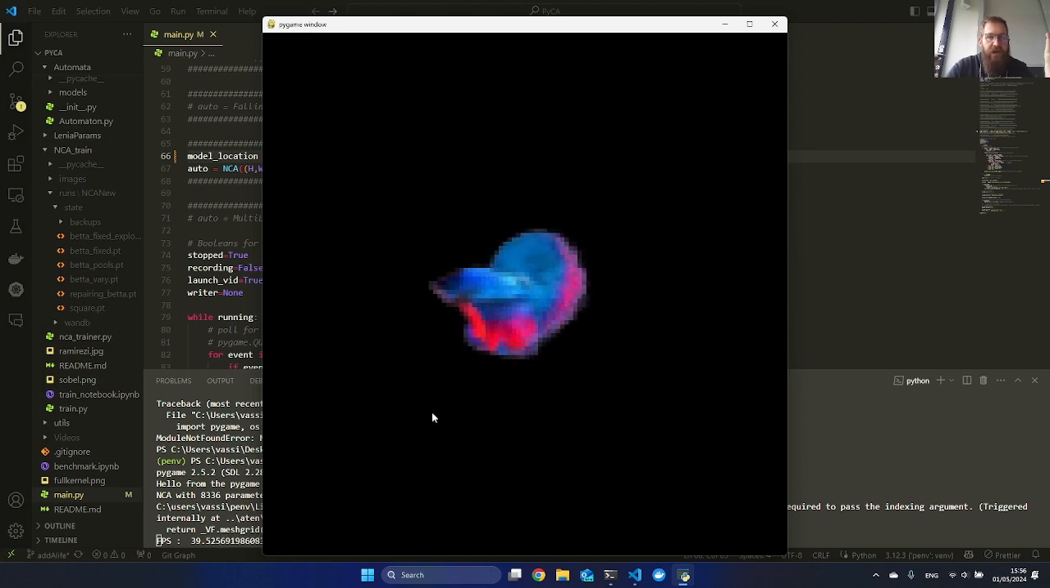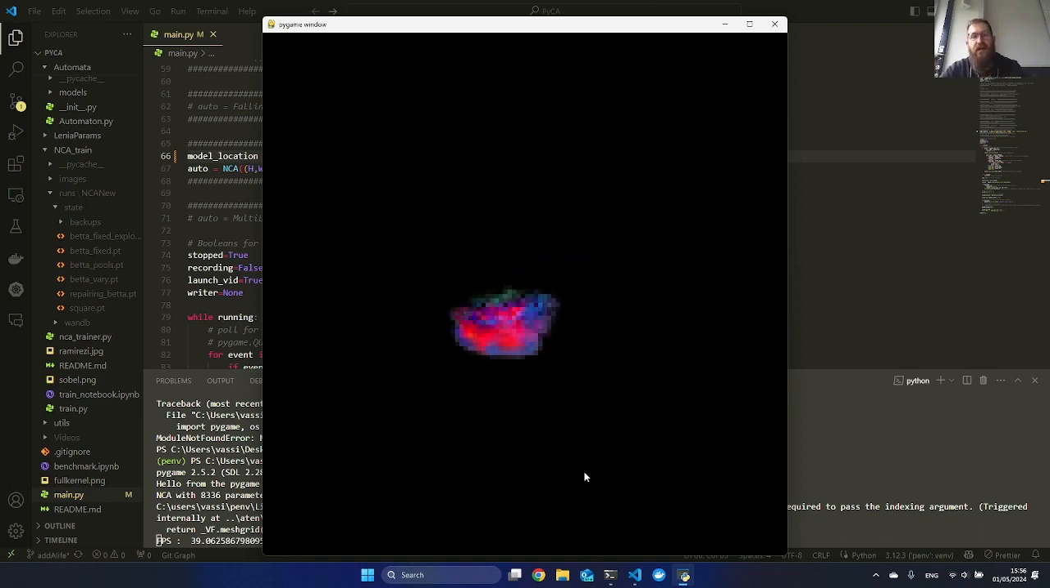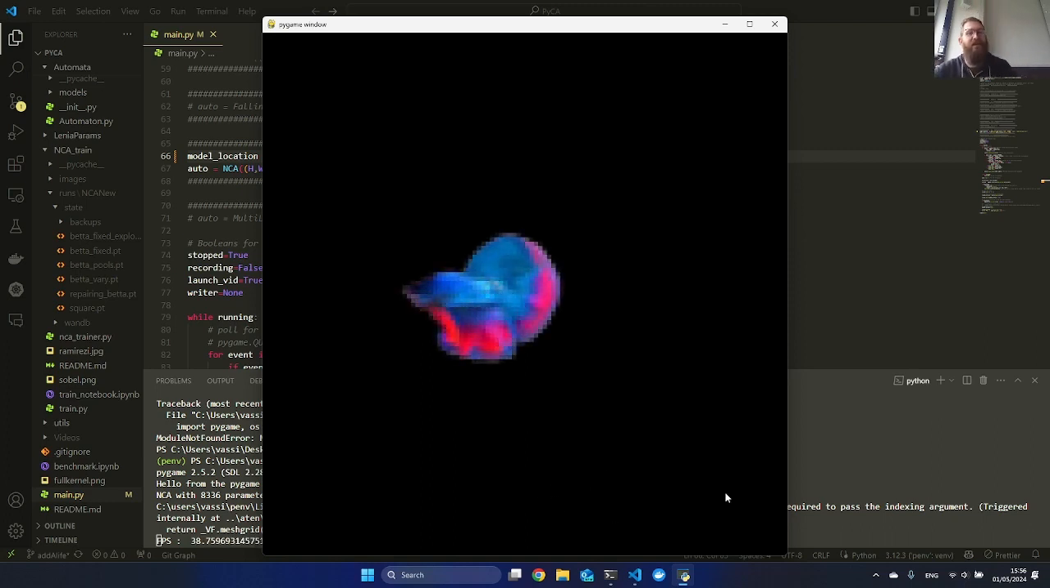I can really damage it. It regrows anytime. Okay, if I damage it really extensively, this is something it hasn't seen in training. But despite that, it manages to grow back, right? I don't know how much you can push it. I don't think you will be recovering from this. Maybe, yeah, okay. So it's really impressive, the repairing capabilities that it can learn.